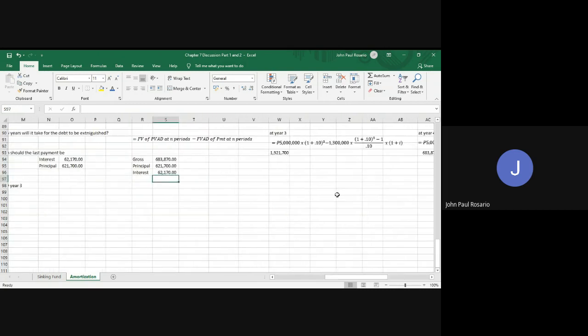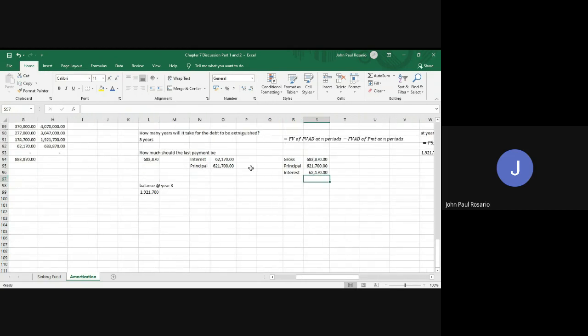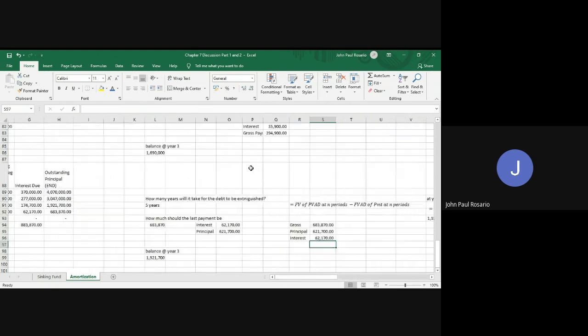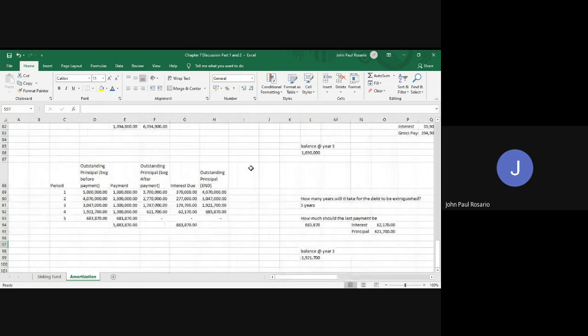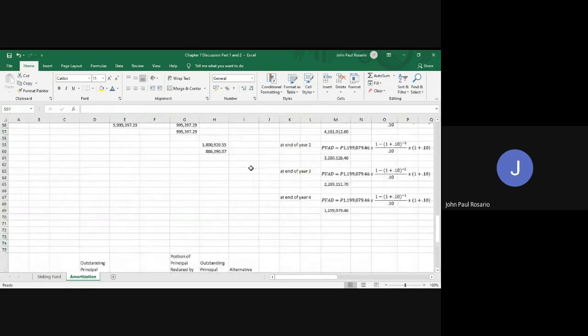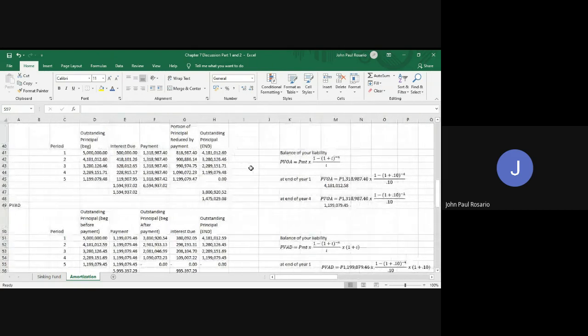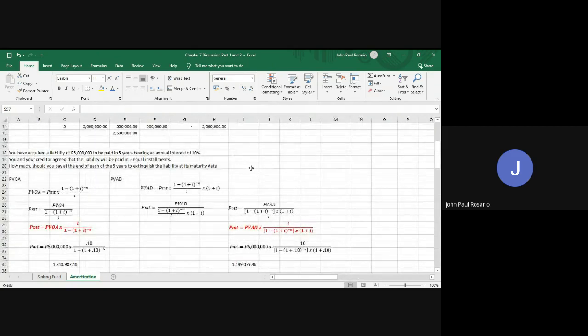Okay. So I think that's just it for our chapter 7. I hope that you have learned something because right today I did. I was able to discover something new and hopefully that this would help you in answering our exams in the future. And if ever that you will have any questions regarding sinking fund or amortization, please do not hesitate to contact me on Messenger or on our classroom or any platform that you know.